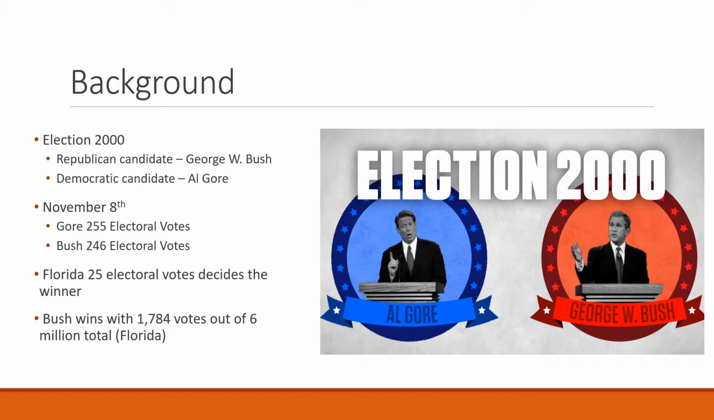On November 8th, it all came down to the wire. Gore was leading with 255 electoral votes and Bush trailing with 246. Florida with 25 electoral votes was going to decide the winner. At the end of the day, Bush won with 1,784 votes out of 6 million total in Florida.